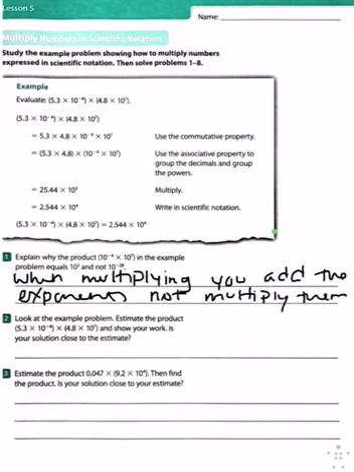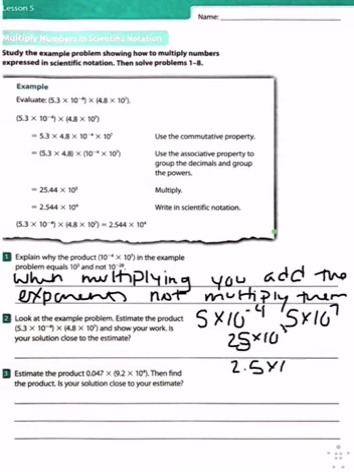Number 2, look at the example problem. Estimate the product 5.3 times 10 to the negative 4th times 4.8 times 10 to the negative 7th and show your work. Is your solution close to your estimate? So if I estimate, I'm going to round it to 5 times 10 to the negative 4th and 5 times 10 to the negative 7th, and I would have gotten 25 times 10 to the negative 11th.